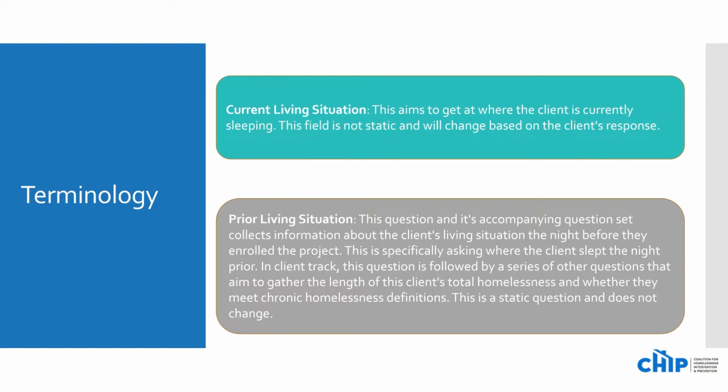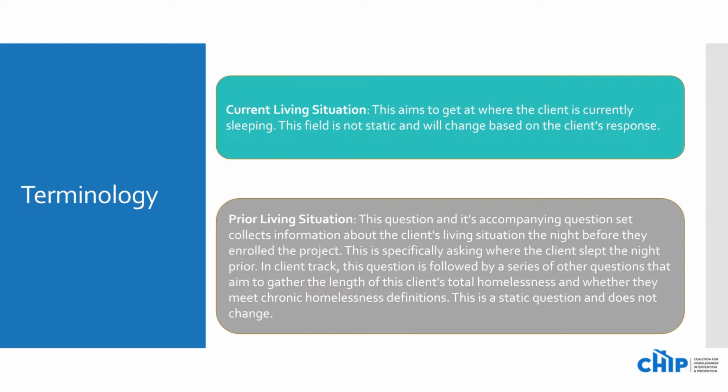And a prior living situation, so what does that mean? Prior living situation is really only a one-time thing. Current living situation, a client's going to have multiple instances of those because their situation changes continually, right? That's the beauty of it being a current living situation. A prior living situation, prior is in reference to when you enroll that client.